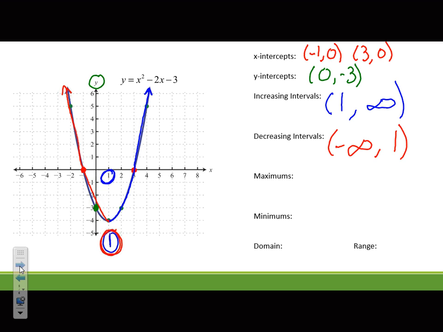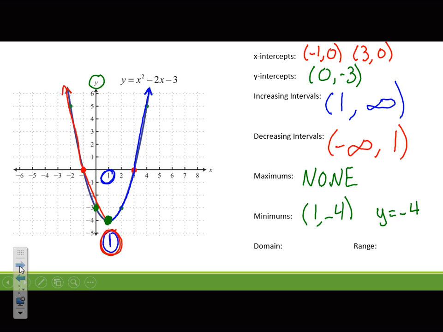Now, maximum minimums, we're talking about y values. Okay? So if we look, we don't have a high point, so we can put none for this one. We do have a low point, though. Our low point is right here. The low point is at the point 1, negative 4. So our maximum is, or excuse me, our minimum, it's y equals negative 4. So I'm going to put both of those there.